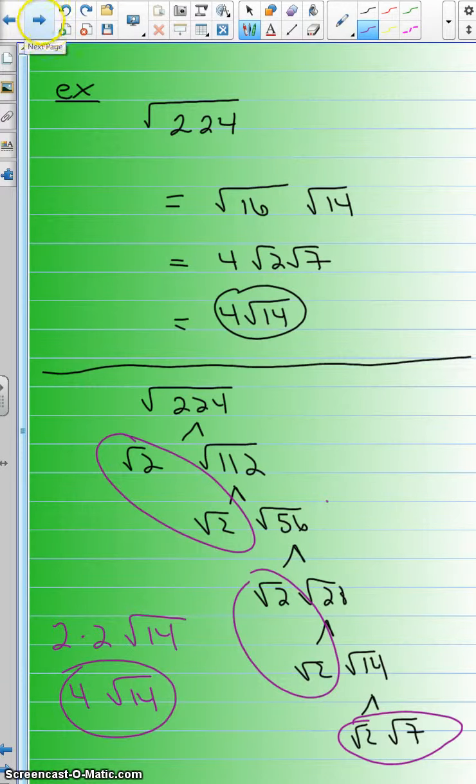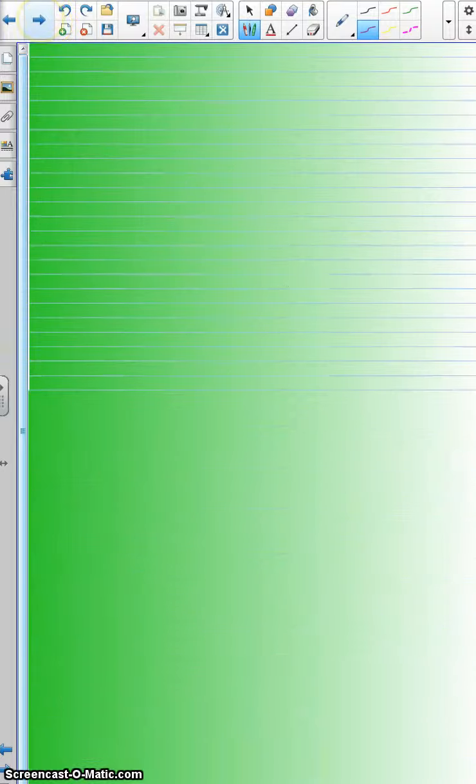Hopefully that's what you got when you did your problem. That concludes my short video on simplifying square roots. Remember, if you're having difficulties with this concept, please stop in and see me for extra help.